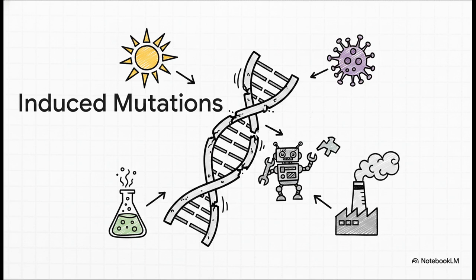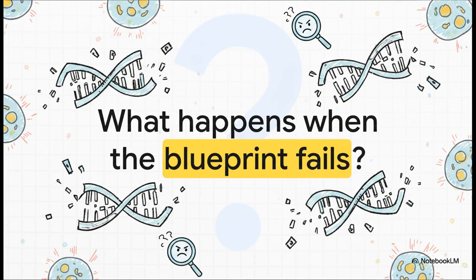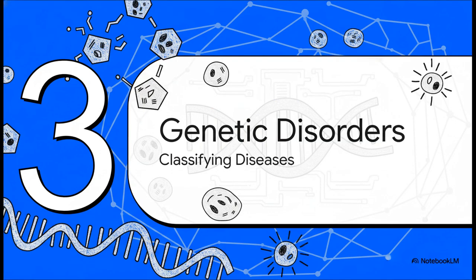Now, our cells are incredibly smart. They possess these amazing natural repair mechanisms to fix this damage. But the reality is, sometimes those induced errors just escape correction, and when they do, they become a permanent part of the genetic code. So this brings us to a really crucial question. What happens when the blueprint goes wrong? What actually happens when these permanent typos escape our cellular proofreaders and manifest physically in our bodies? That brings us to Section 3, classifying genetic disorders.